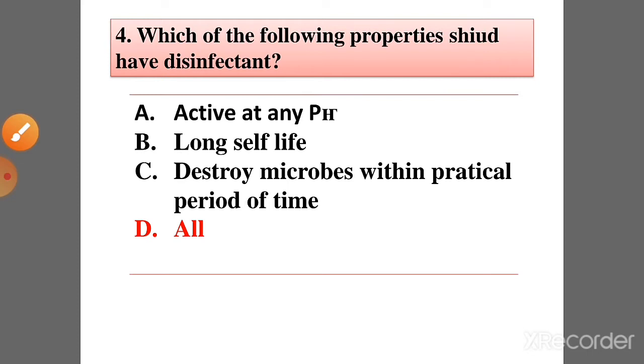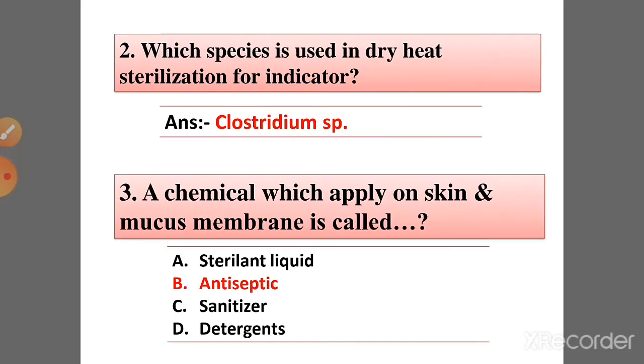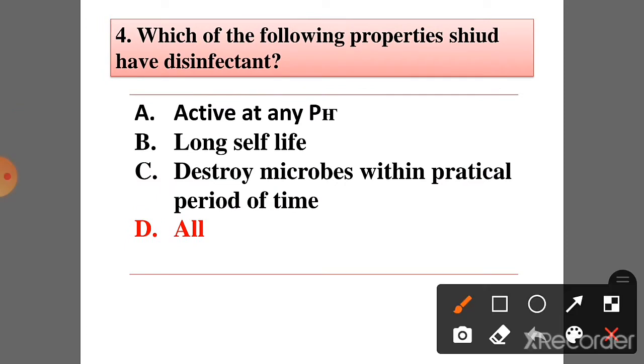Question 4. Which of the following properties should a disinfectant have? Option D, all. Active at any pH, long shelf life and destroy microbes within practical period of time.